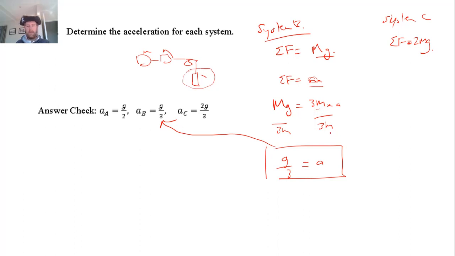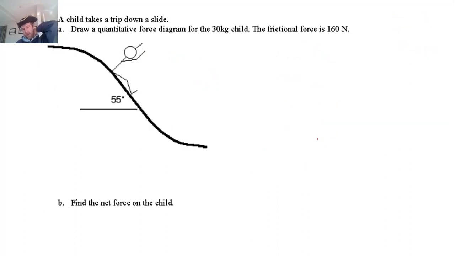Cool, and last question. A child takes a trip down a slide, draw a quantitative force diagram for the 30 kg child. Quantitative means with numbers. So we've got the force of gravity is going to be 30 times 9.8.